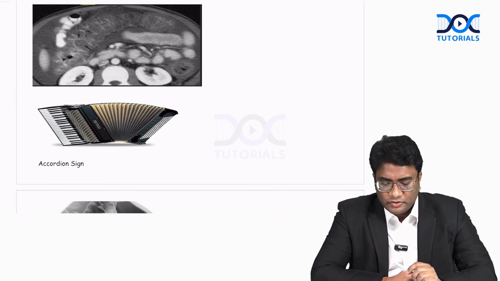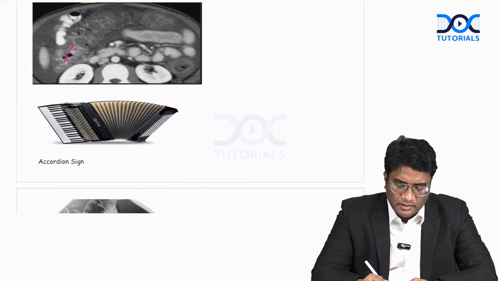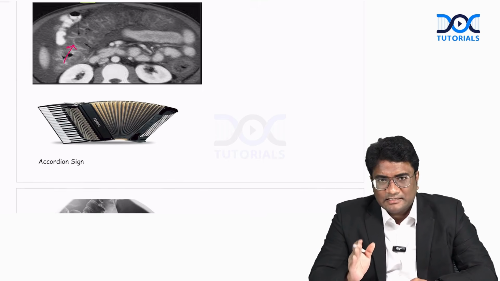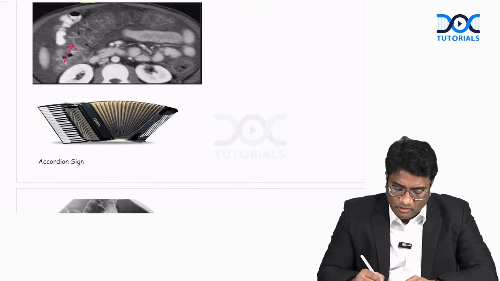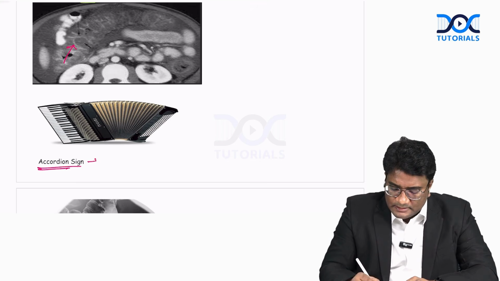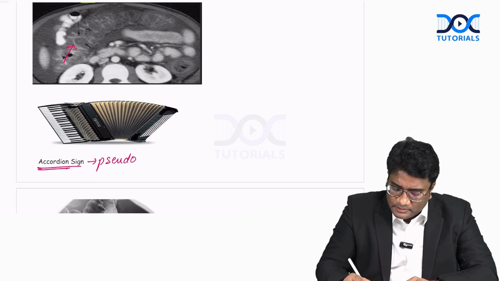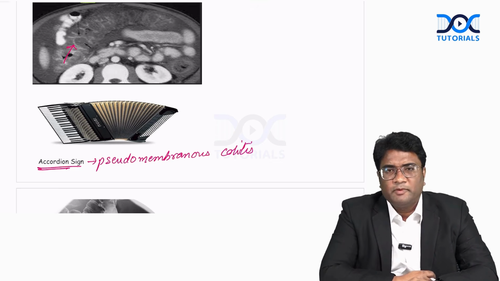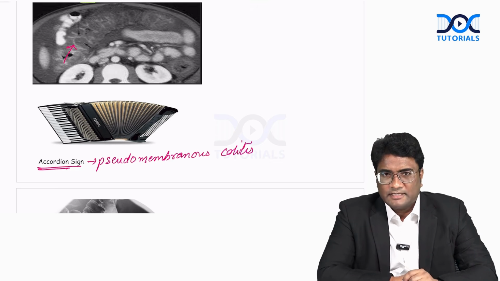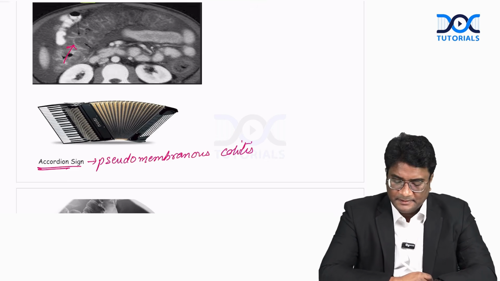Now, look at this image. Here in the large bowel, you see a column of barium passing like thin lines between the inflamed bowel. This column of barium passing as thin lines between the inflamed bowel is called the accordion sign. This is suggestive of pseudomembranous colitis. So, this is the accordion sign, a thin column of barium going between the bowel loops. This is the picture of pseudomembranous colitis.